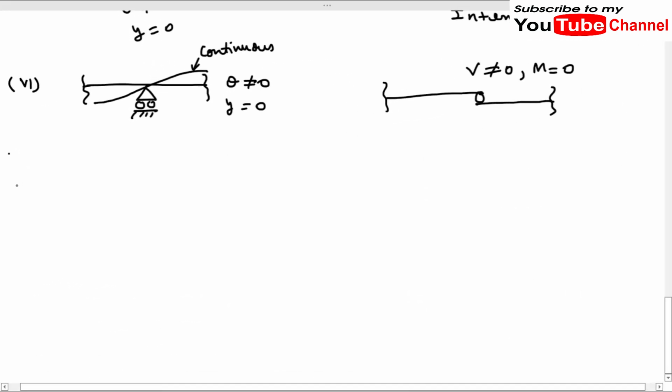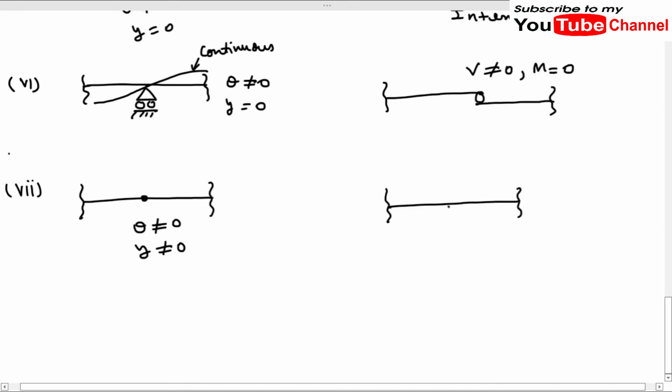Now let us discuss another type of support condition. Let us say we have an internal hinge in a continuous beam, or you can say in any type of beam. How are we going to convert this beam? We know that at an internal hinge there will be slope, so the slope will not be equal to zero, and the deflection will also be there. So we will just use a pin support in place of this internal hinge. This is IH, internal hinge. We know that at a pin support the shear force will not be zero and the bending moment will also not be equal to zero.